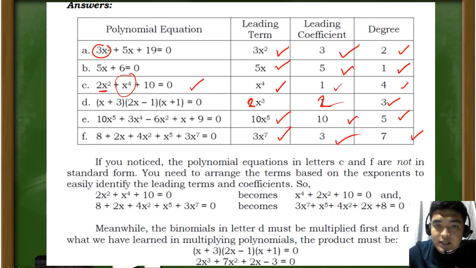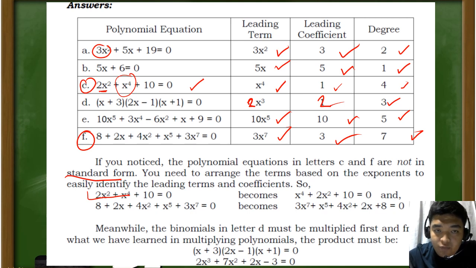The degree is 7. If you notice, the polynomial equations in letters C and F are not in standard form. You need to arrange the terms based on the exponents to easily identify the leading terms and coefficients. So from here, we will arrange it.